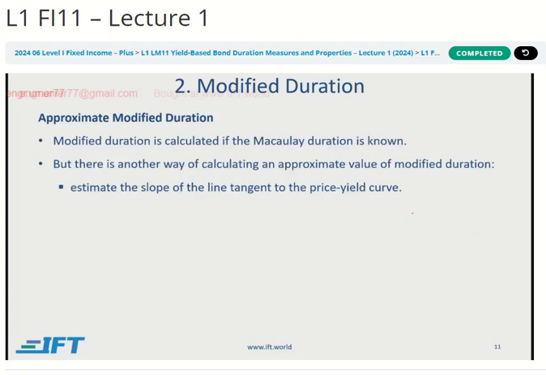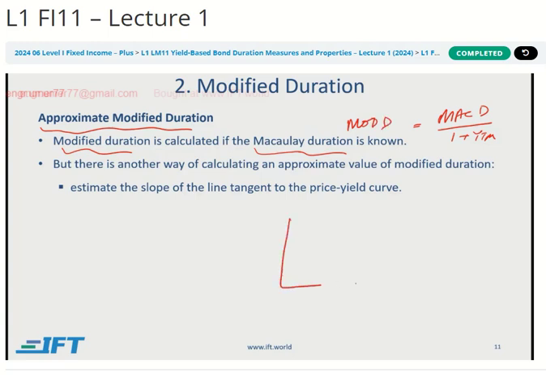All right. Now, as I discussed earlier, the Macaulay duration is not difficult to calculate, it's just a lengthy process. Even the formula is very complicated, so it's highly unlikely they ask you to calculate it in the exam. However, what is more likely is to calculate something called approximate modified duration, which is not calculated through the Macaulay duration. The modified duration is calculated using the Macaulay duration: MACD divided by 1 plus the YTM gives you the mod D. But if you want the approximate modified duration, there is another method of calculating this.